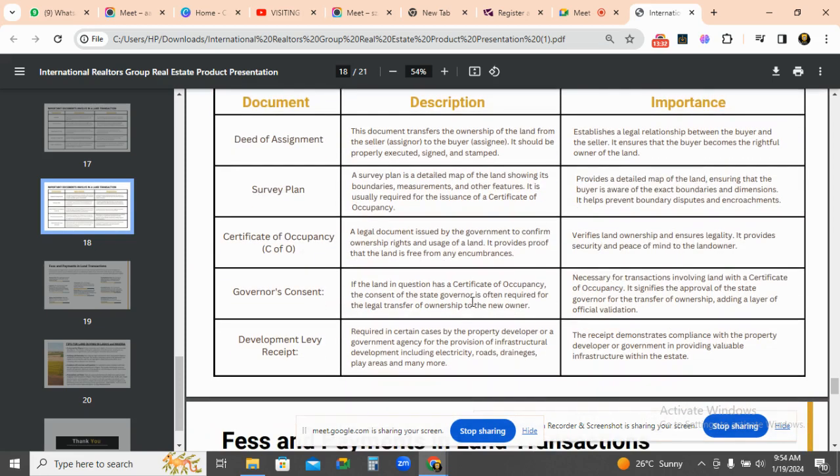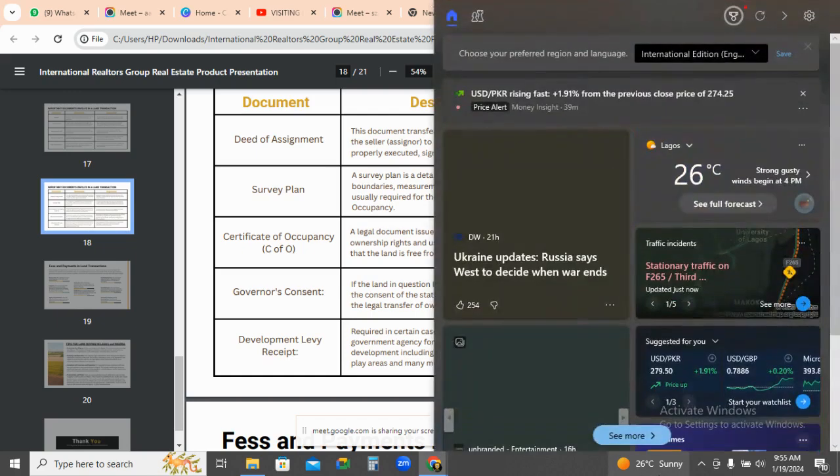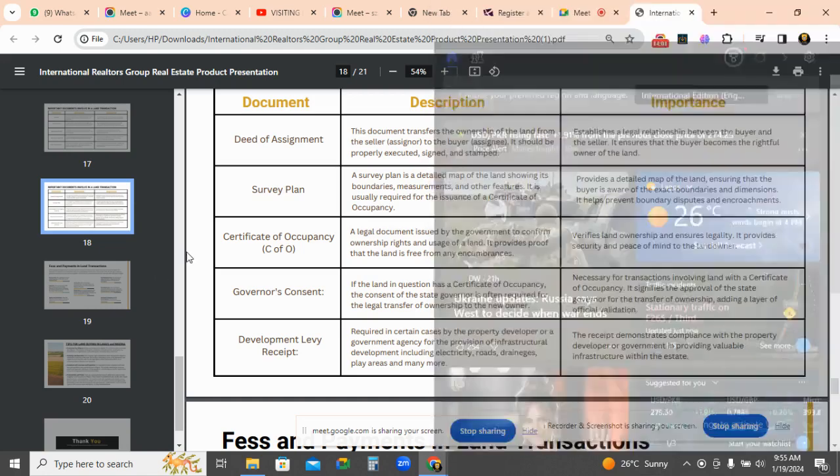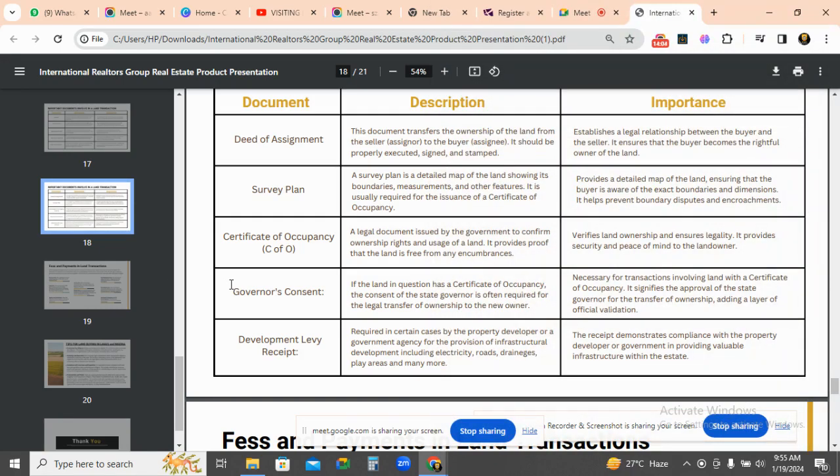Then C of O. The C of O is a legal document issued by the government that confirms ownership rights and usage of land for a period of 99 years. That's why I told you that nobody owns a land. It means the government is giving you that land for a period of 99 years. Now, of course, the government won't come and collect the land back from you, because you can always renew your C of O. So that is all that is. But that's a big debate.